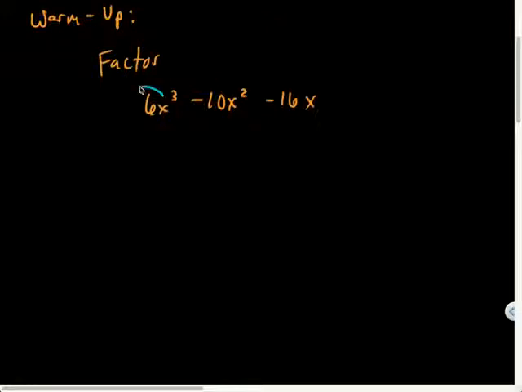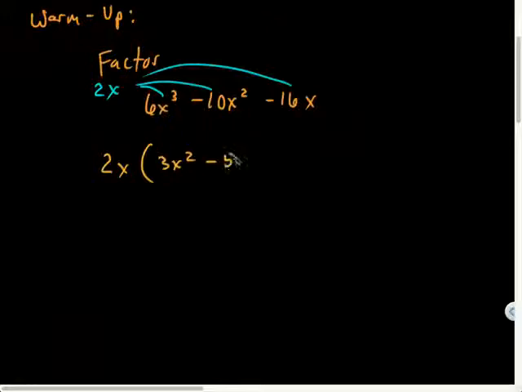Okay. First thing we can do here is GCF out a, well, let's see, between 6, 10, and 16, I can take out a 2. And between x cubed, x squared, and x, I could take out an x. So GCF, let's take out the 2x. I'll be left with 3x squared minus 5x and minus 8, I believe, if I did that correctly. So pause the video again if you want to attempt this next portion on your own.